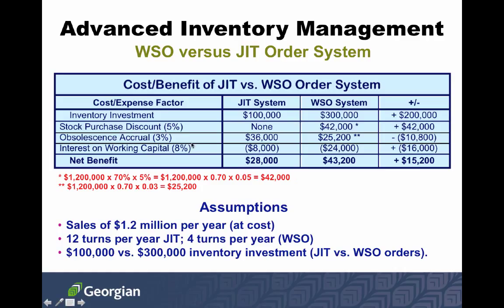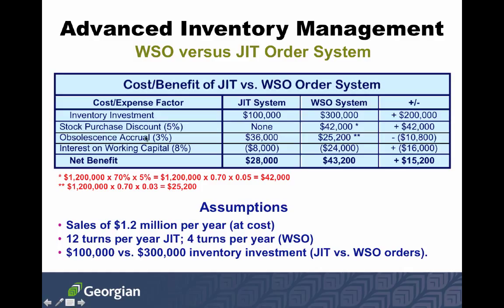Okay. Now, what is the incremental effect of the respective parameters here on the overall outcome? The stock purchase discount, none at the JIT system, $42,000 for the WSO system, and that's footnoted here with a 1 asterisk. $1,200,000 worth of sales at cost. 70% is my stock order performance, 5% is my purchase discount, 1.2 million. Multiplied by 0.7 by 0.05 is 42,000. So I'm ahead 42,000, a significant advantage, because this $42,000 purchase discount is a direct addition to gross profit.